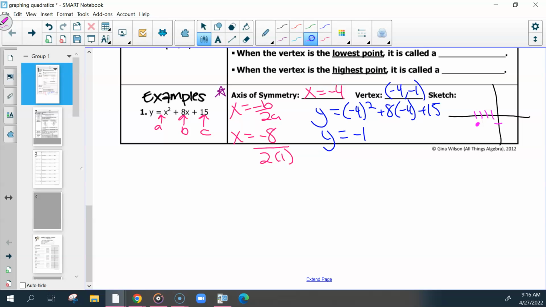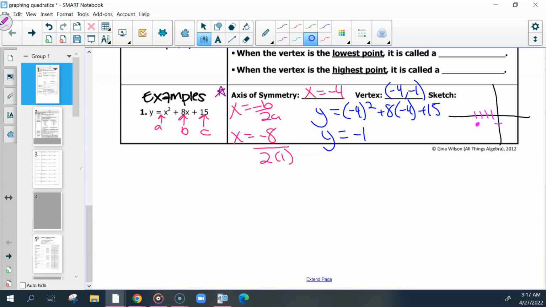Why did you put negative 1 beside the dot? Because the point was negative 1. 16 minus 32 is negative 16, plus 15, that is negative 1. It was negative 16, and I said 14, that's why.